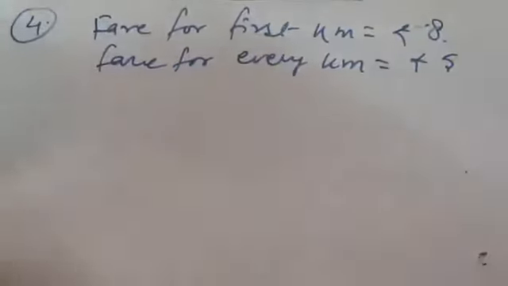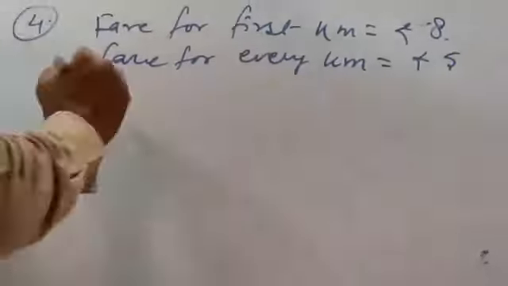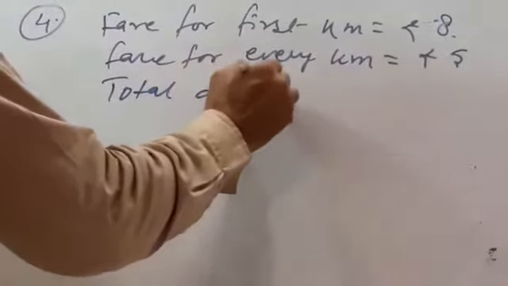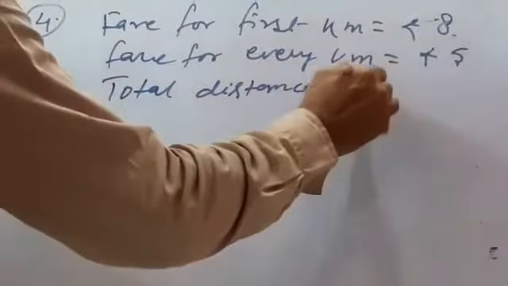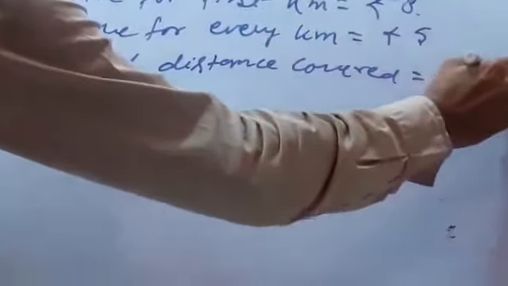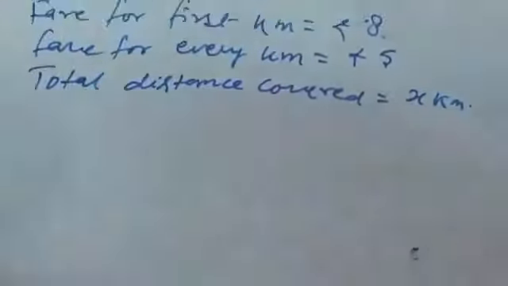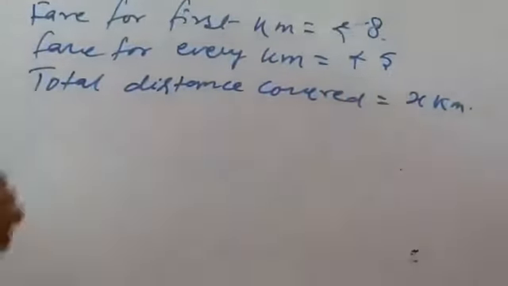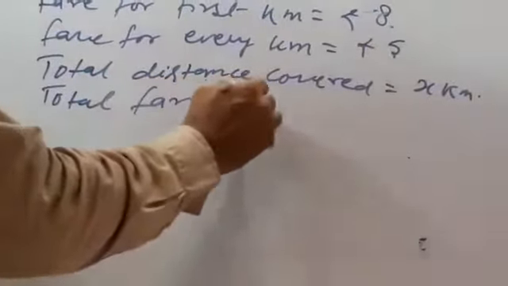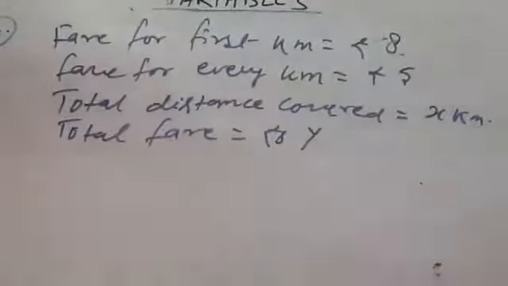Taking the distance covered as x kilometers. So the total distance here is also given. Total distance covered is x kilometers. This is given in the question. I am not doing anything else right now. And the total fare is also given, total fare is given as rupees y. Okay, fine. Write a linear equation for this information and draw its graph.